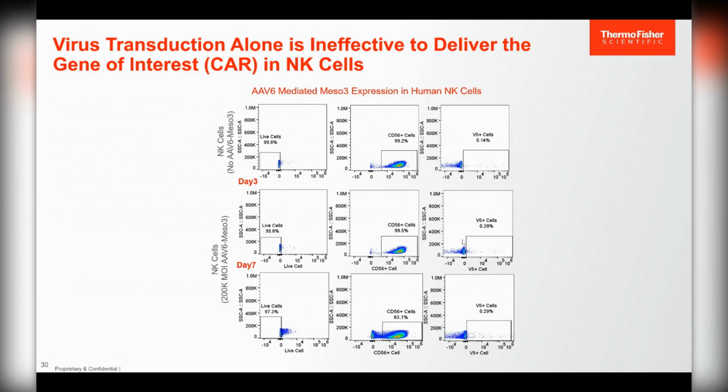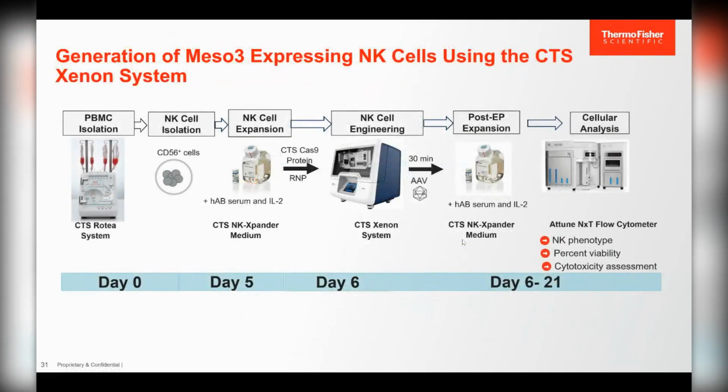Then we use a high MOI, 200K MOI, of AAV6 having meso 3, and we incubated the NK cells with this high MOI of AAV6 meso 3 for 3 days and 7 days, and we performed flow cytometry either on day 3 or day 7. We didn't see any viral transduction induce the CAR NK. That means the viral transduction alone is ineffective to deliver the gene of interest, CAR, in the NK cells. So now, what are the different methods we can think of?